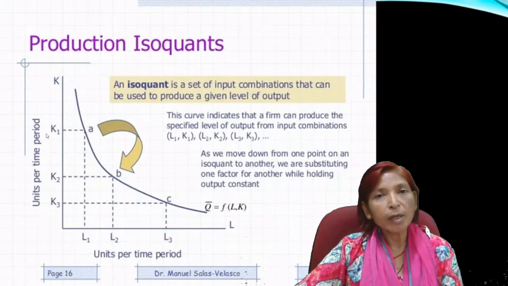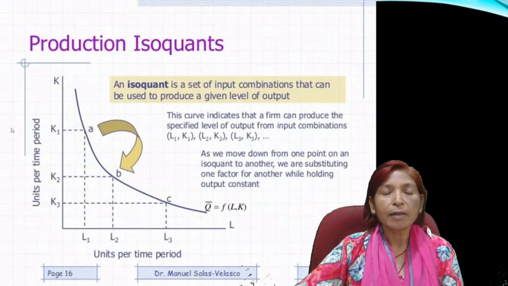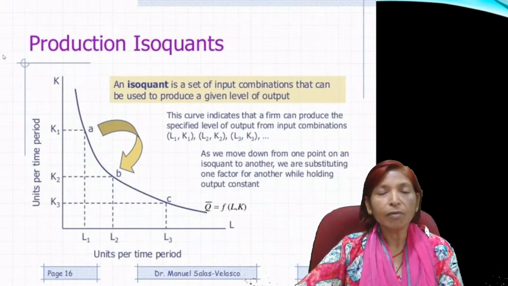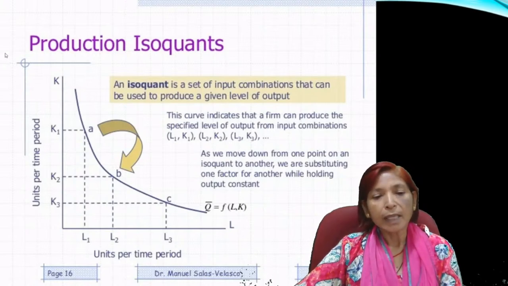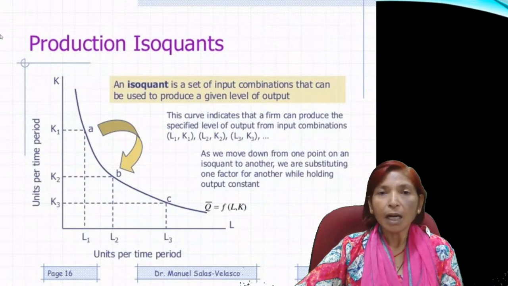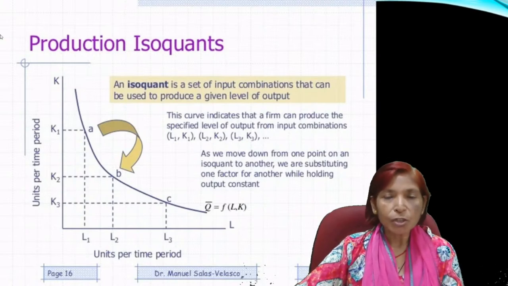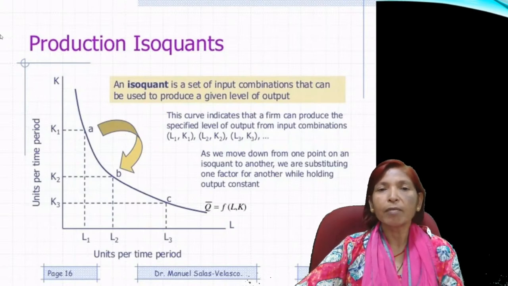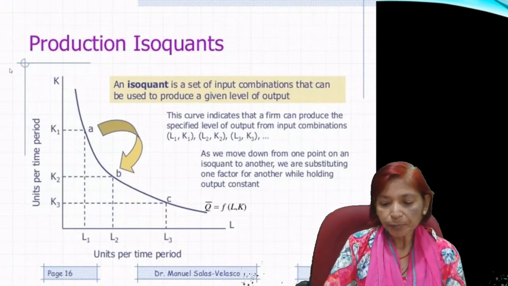If we use more labor, capital will be used less, and if we use more capital, labor will be used less. That's why, if we take different combinations of labor and capital by producing the same level of output, then this curve is called the isoquant curve, which shows different possible combinations of two factors of production that give the same level of output.